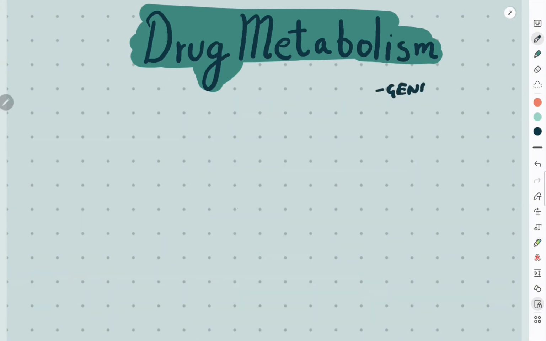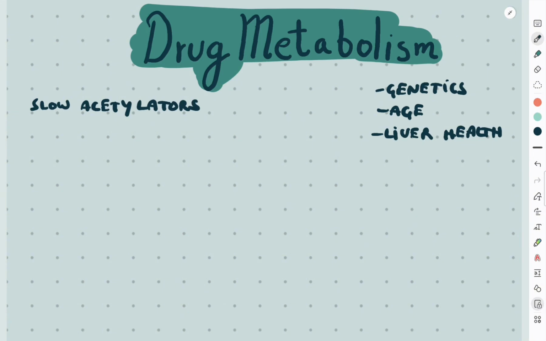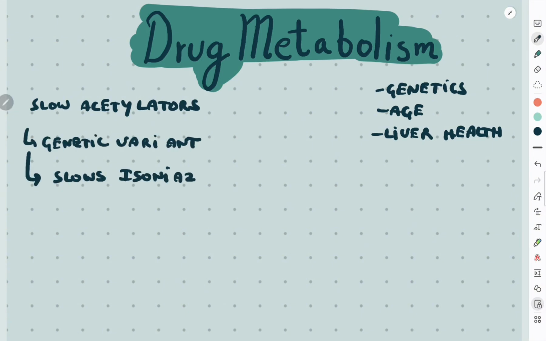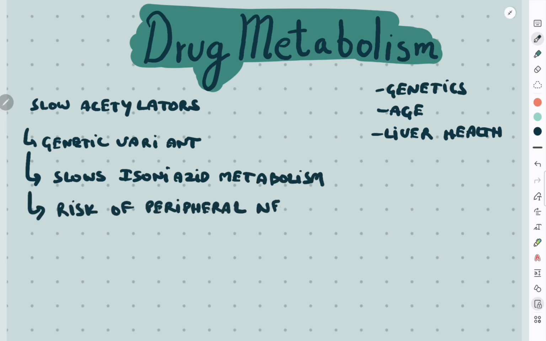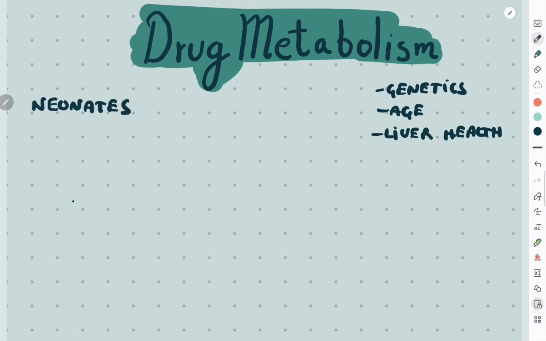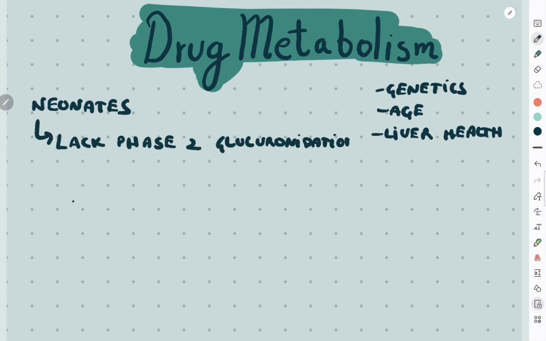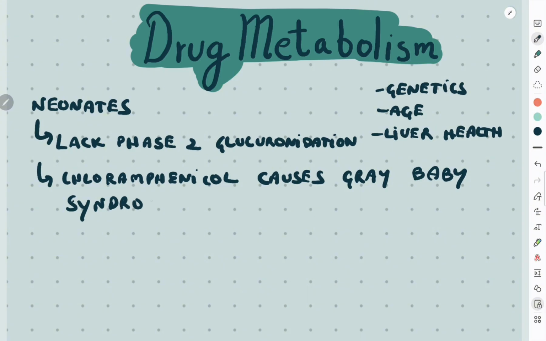Finally, you must remember that a patient's genetics, age, and liver health dictate this entire process. Slow acetylators, for instance, have a genetic variant that makes them process drugs like isoniazid incredibly slowly, putting them at high risk for peripheral neuropathy, while neonates lack mature phase 2 glucuronidation enzymes entirely. This is why giving them chloramphenicol causes the drug to build up and trigger the fatal gray baby syndrome.